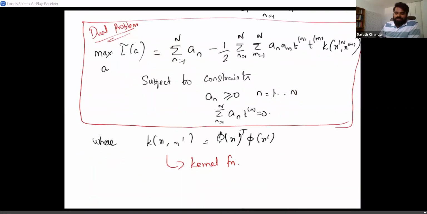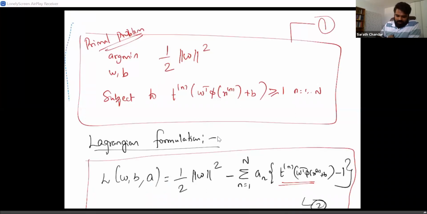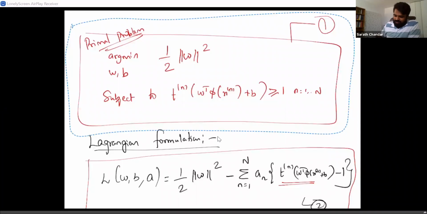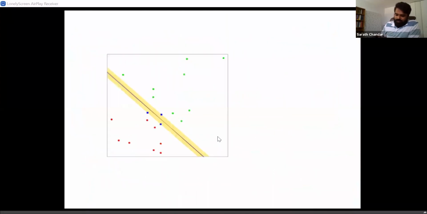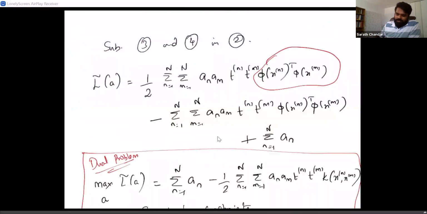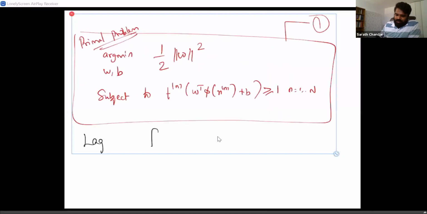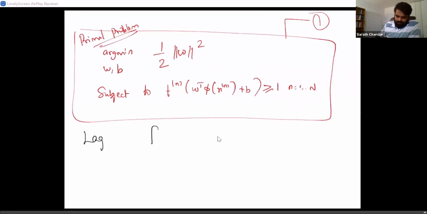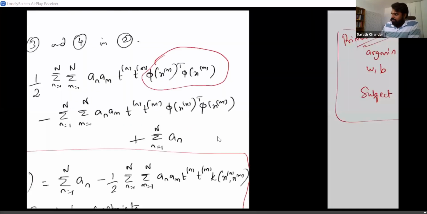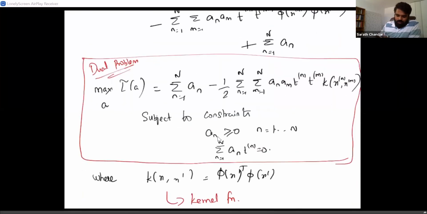Now the question is, why do I need to have these two different problems? What's the advantage? So maybe let me put them both together in one place, so then we could try to understand the advantages of one over the other. This is my primal problem. Now I could also have the dual problem.